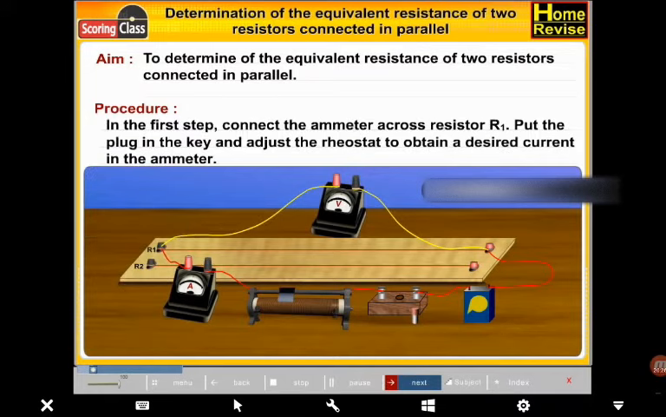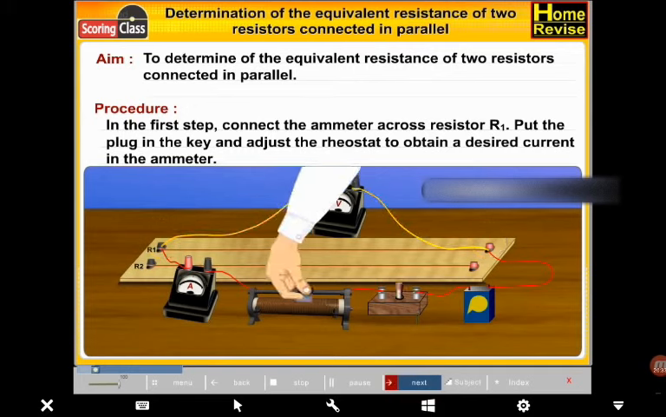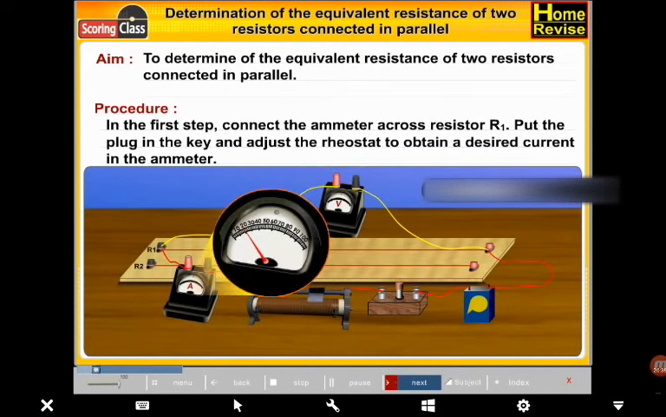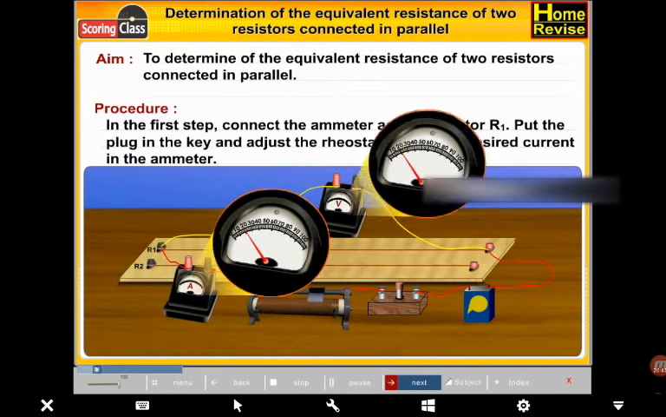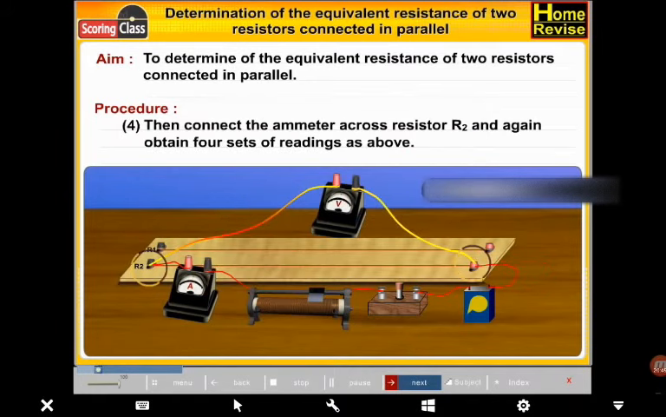In the first step, connect the ammeter in series with resistor R1. Put the plug in the key and adjust the rheostat to obtain the desired current in the ammeter. Note the reading of the voltmeter. Obtain 4 sets of such readings for different currents. Then connect the ammeter in series with resistor R2 and again obtain 4 sets of readings as above.